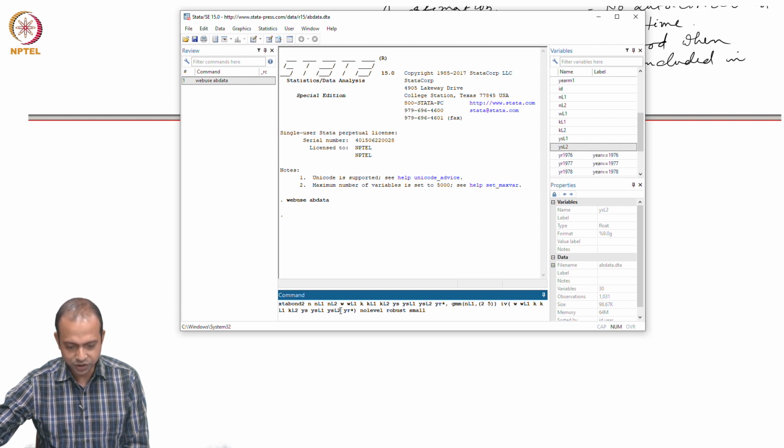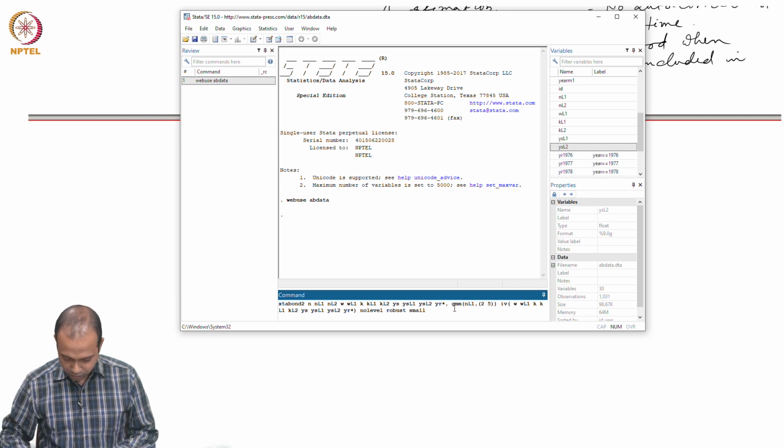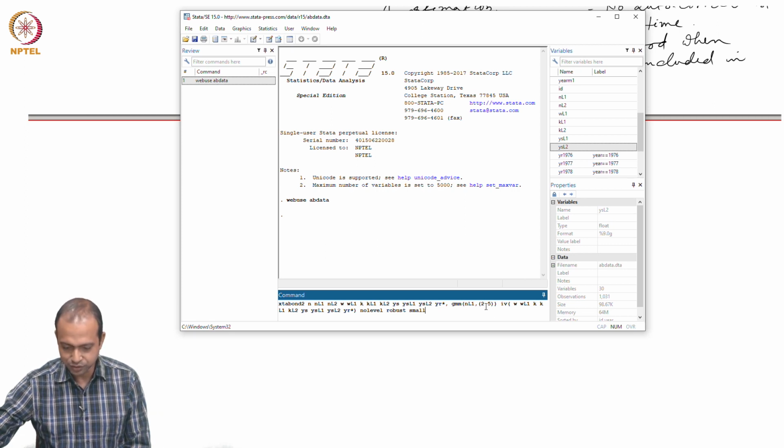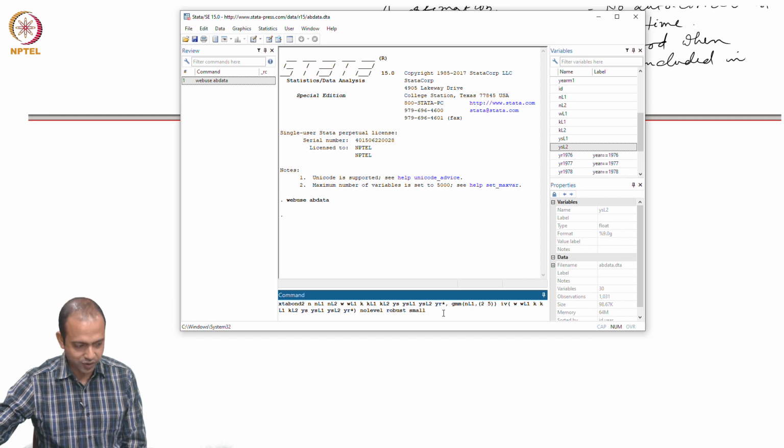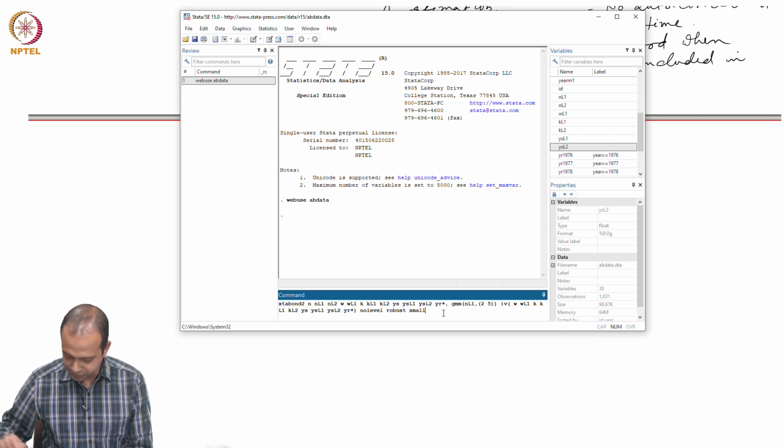Sorry, I have made a mistake. I have not mentioned the lag over here. So, after nL1, here I have to put lag, otherwise Stata is not recognizing what this 2 and 5 is, right. I need to specify lag.